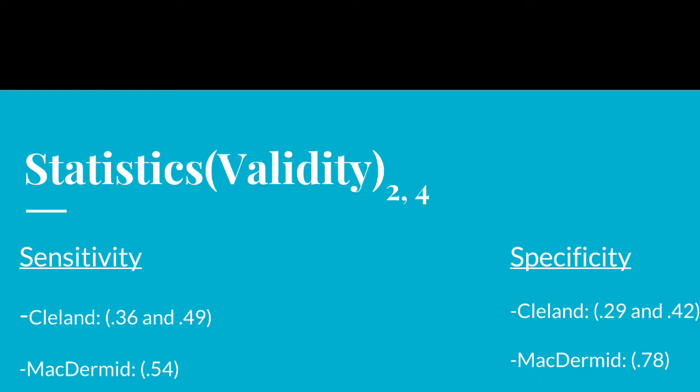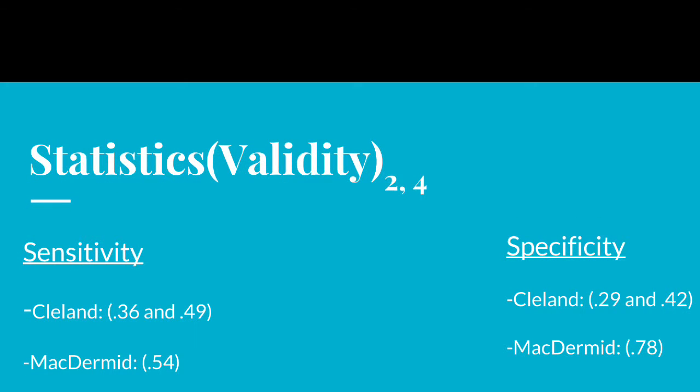Looking at the research, we see a range of sensitivity for the reverse Phalens test from 0.36 to 0.54, which is low to medium sensitivity. Now, specificity is a measurement that describes the test's ability to detect when there is not the presence of pathology compared to a reference standard.